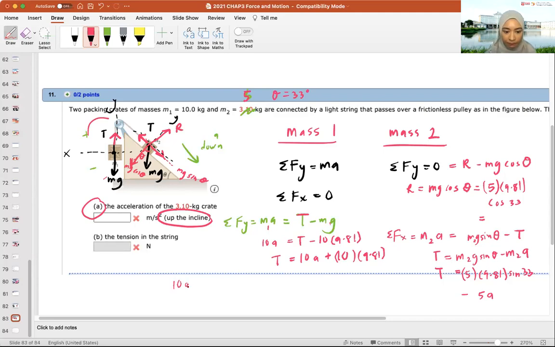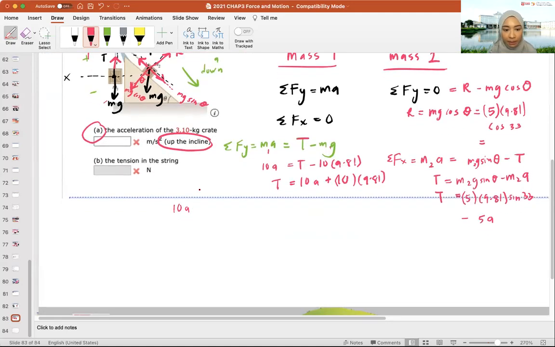So 10A plus 10G equals 5G sine 33 minus 5A. So we only have sine theta here. Kat sini tak ada sebab dia tak ada angle. Okay, betul. So next, I rearrange this. I bring this guy to the other side. So we have 15A, and this is 5G sine 33 minus 10G.